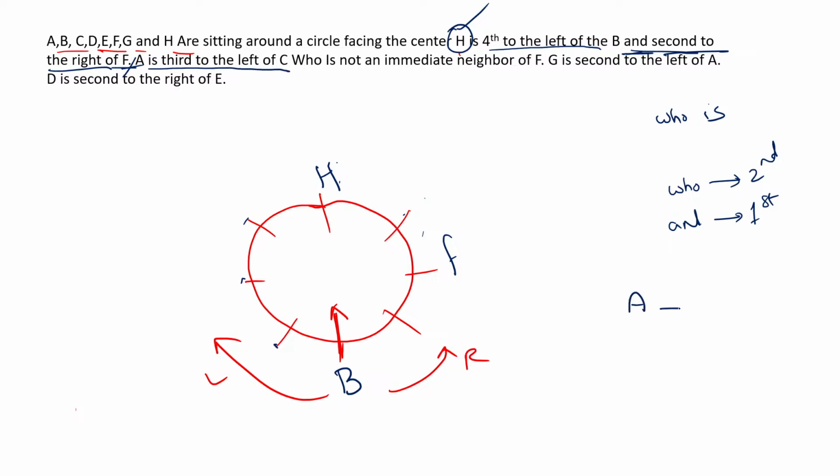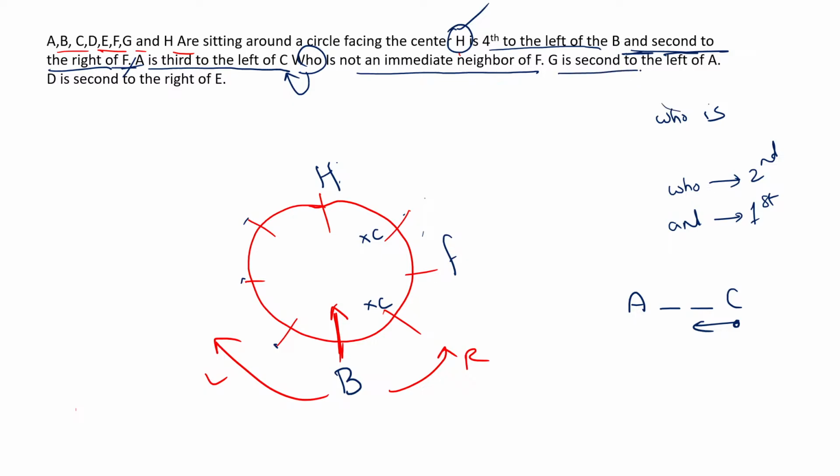From C, if you are going left side, the third position is going to be A. "Who" means second person. C is not an immediate neighbor of F. If it is positive information, I am going to write outside, but if it is negative information, I am going to write inside. So in my case, C is not an immediate neighbor of F. That means this should not be C and this should not be C. Like in a linear arrangement, I am going to write on the left side.